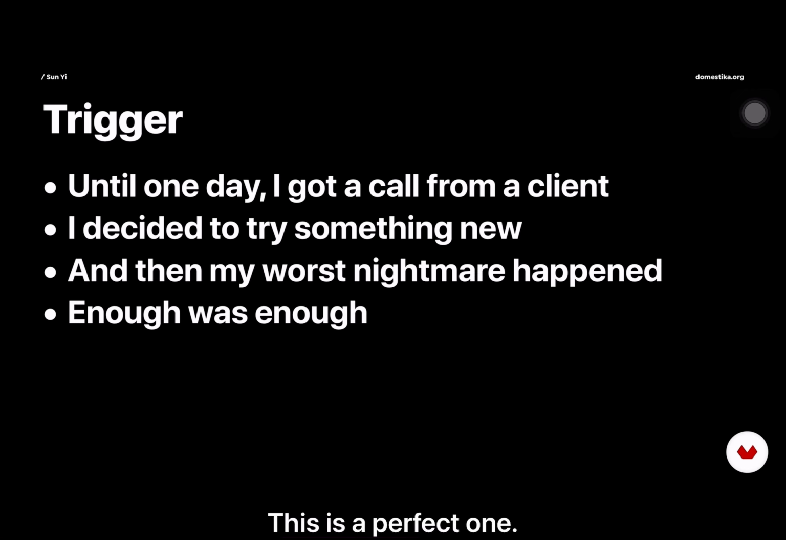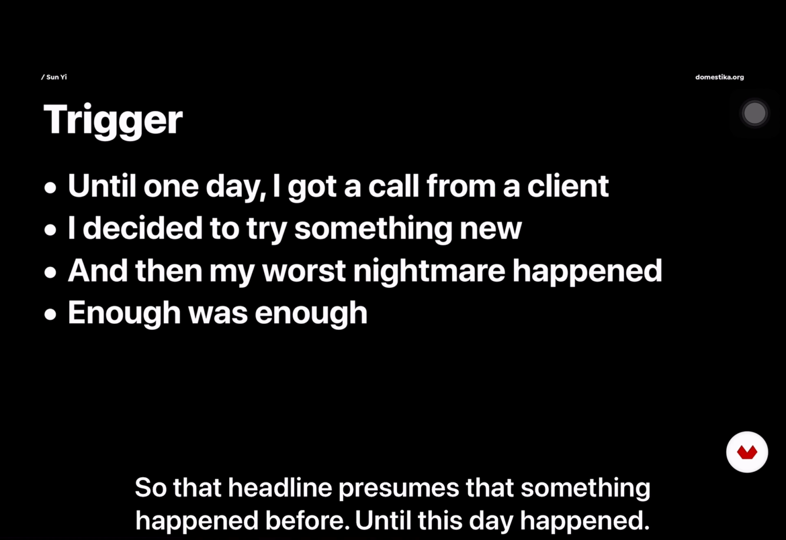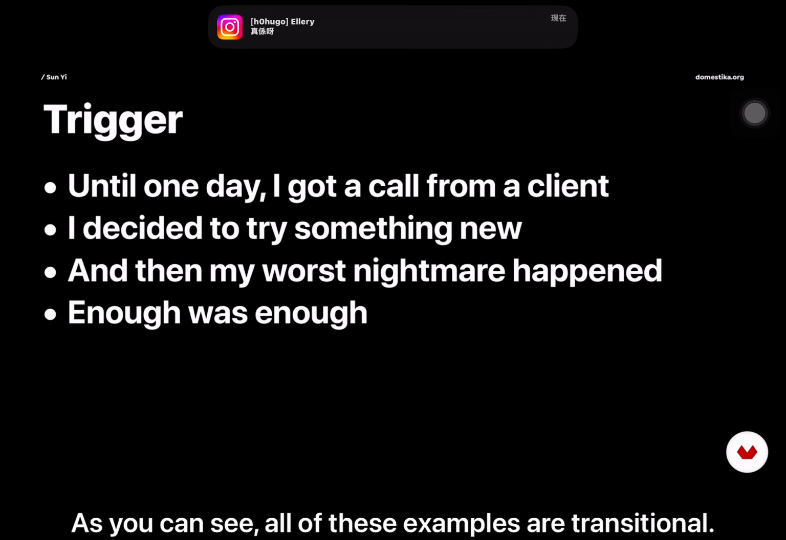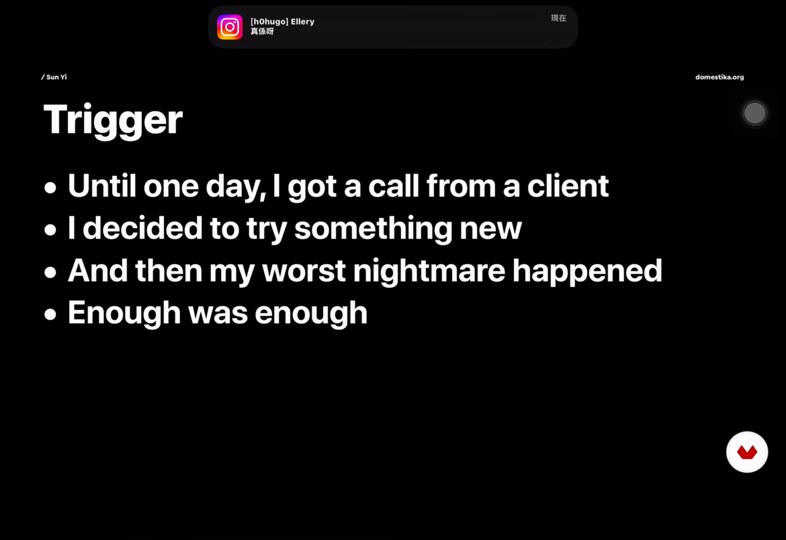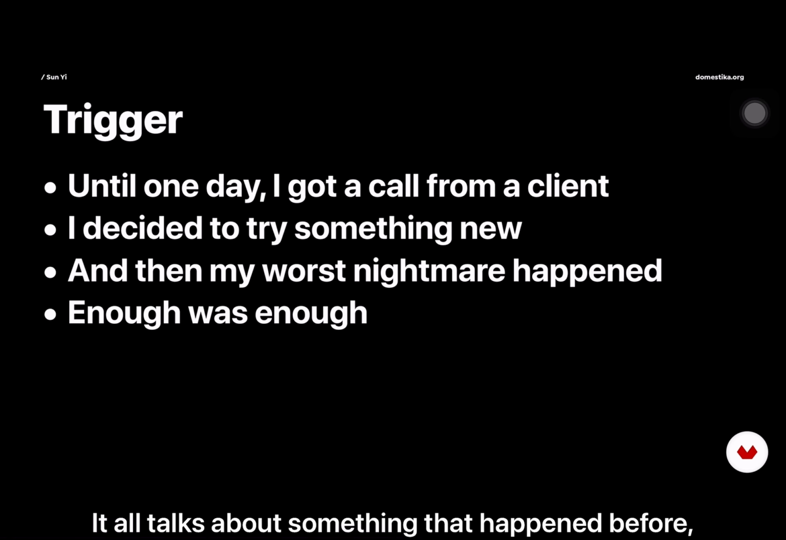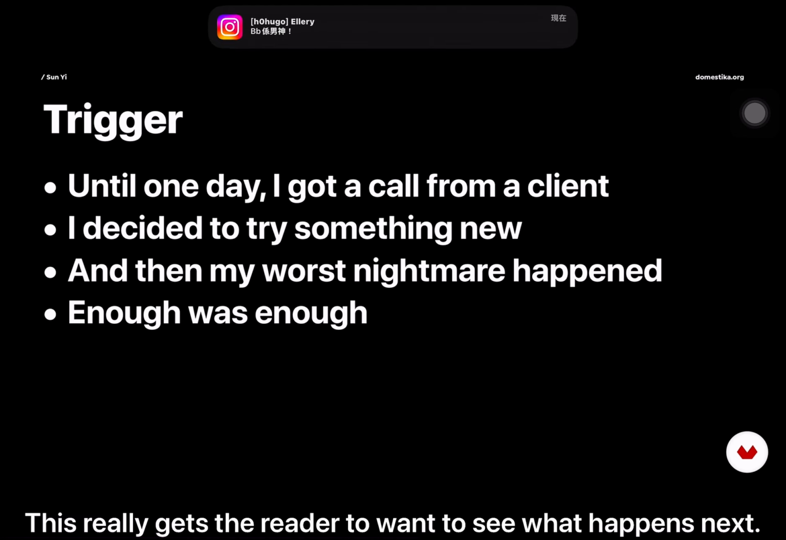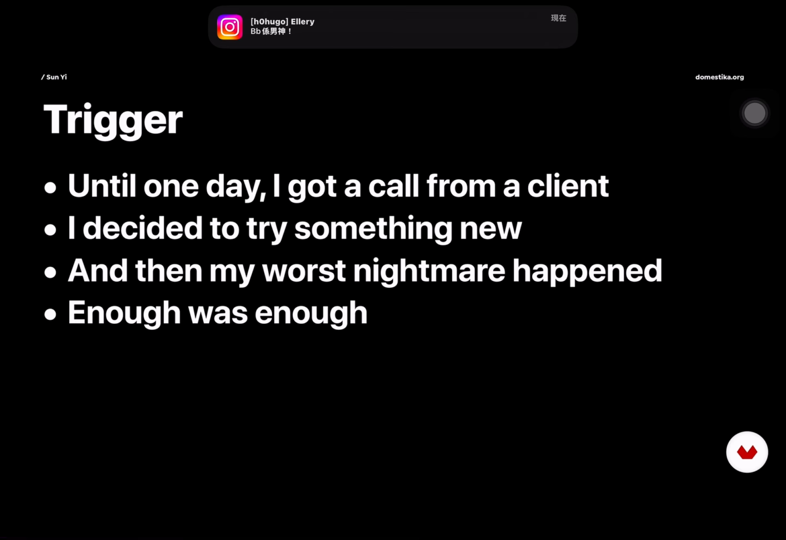This is a perfect one. Until one day, I got a call from a client. So that headline presumes that something happened before, until this day happened. As you can see, all of these examples are transitional. It all talks about something that happened before and something that's about to happen. This really gets the reader to want to see what happens next.